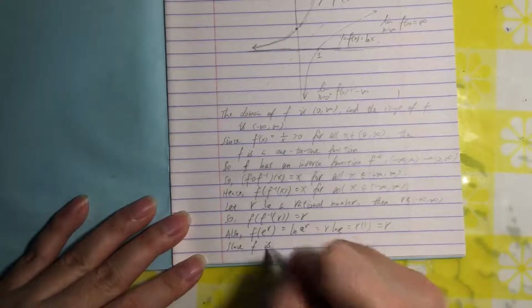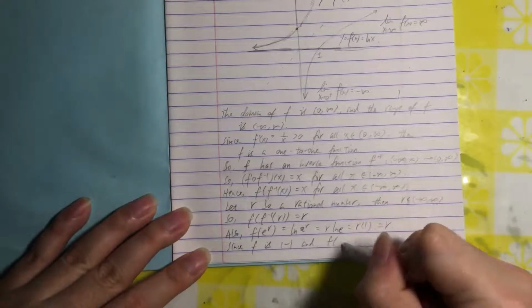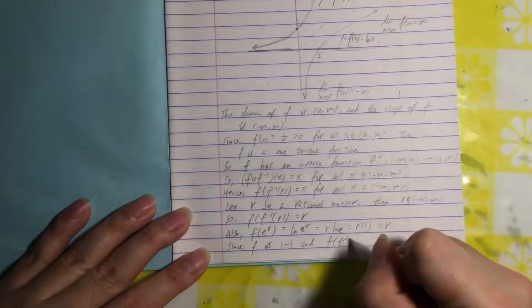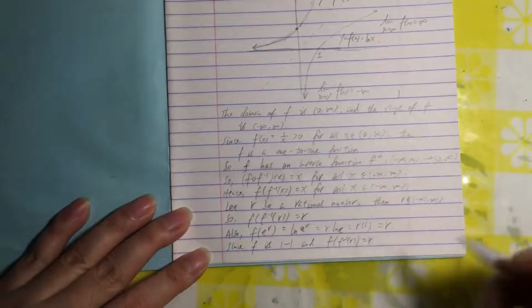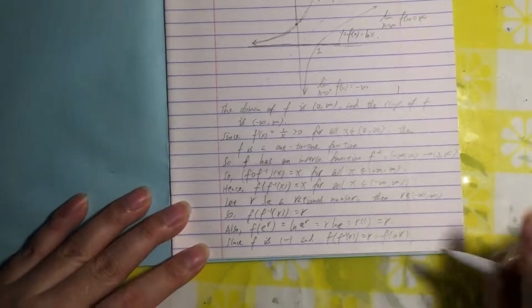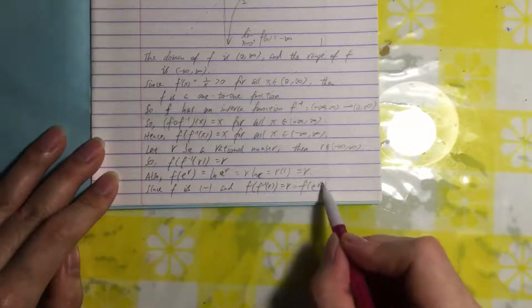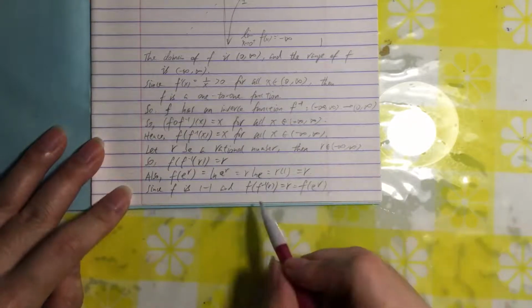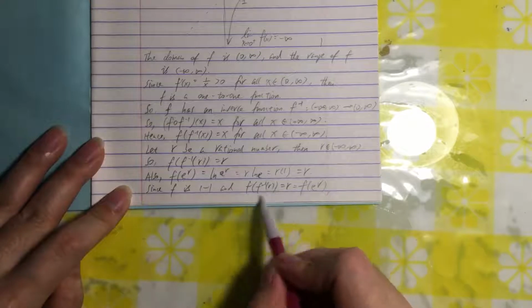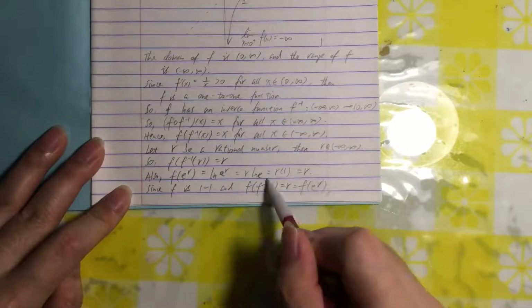Since f is a one-to-one function, and f of f inverse of r equals r, which is the same as f of e to the power of r. Since f is a one-to-one function, both f of f inverse of r and f of e to the power of r are equal. If f is a one-to-one function, then what's inside the parentheses must be exactly the same.